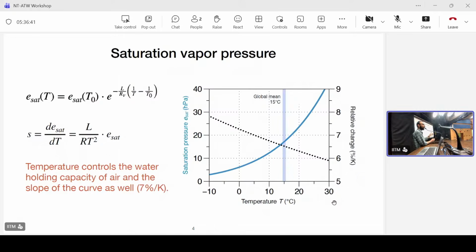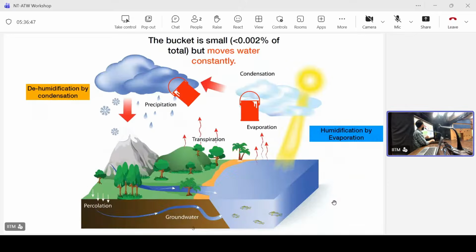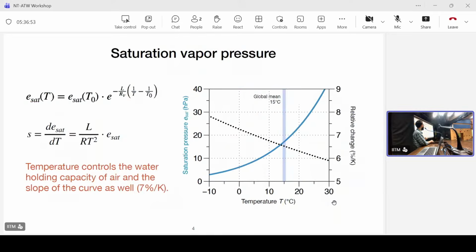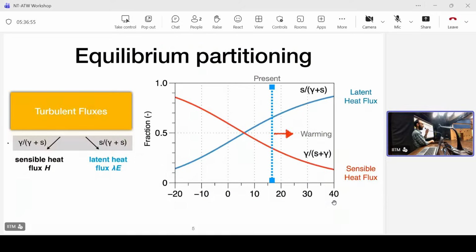So there was a bucket whose size now we know is determined by the temperature. Now again there was a humidification process, the process that fills the bucket. What determines that process, that also I think Axel covered in his talk. It is determined by something called equilibrium partitioning.